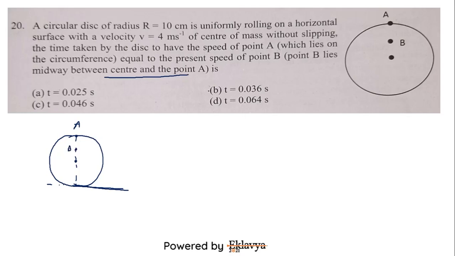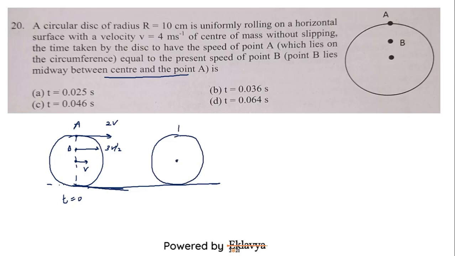And we want to know after how much time A will have the same speed as B has right now. So this is t equal to 0. If this center is going with the velocity v, this point would be going with the velocity of 2v, and B would be going with the velocity of 3v by 2. After some time, the location of center may have changed, and point A may have come here.